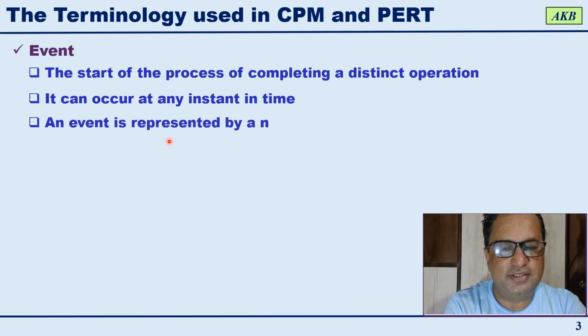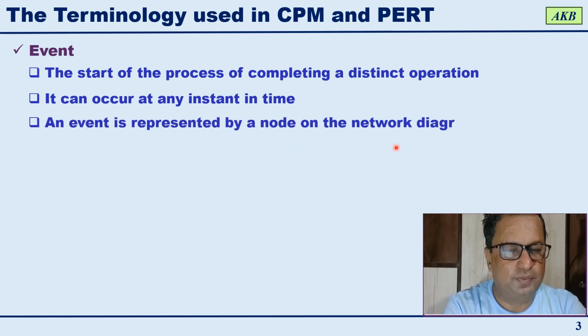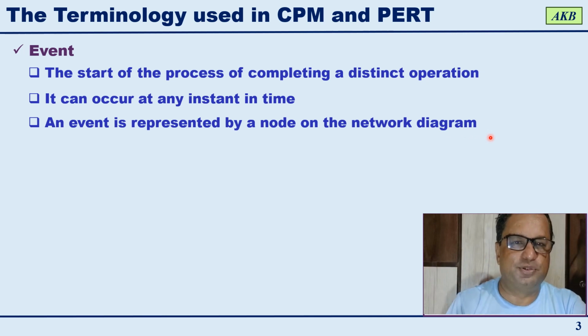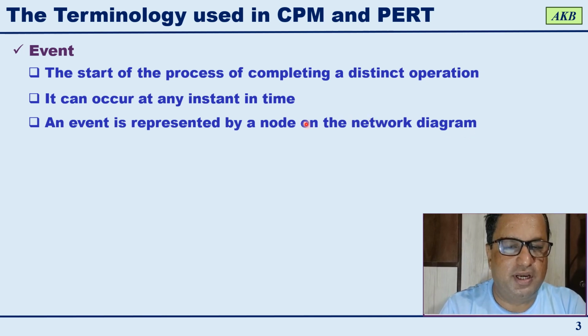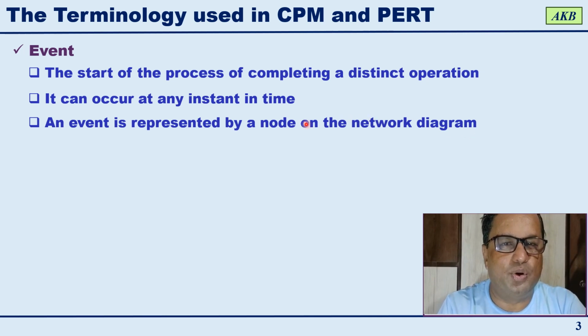An event is represented by a node on the network diagram. In my previous video, I talked about the activity on arrow diagram and the activity on node diagram. In that, I discussed the concept of node.